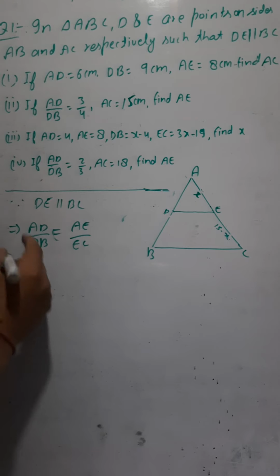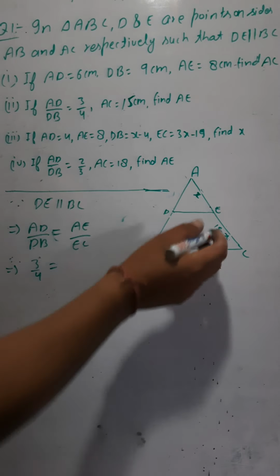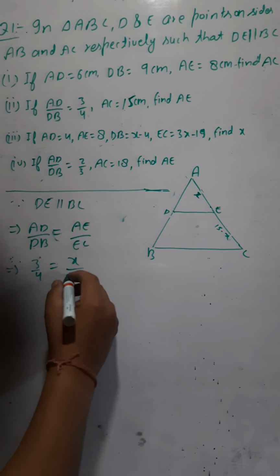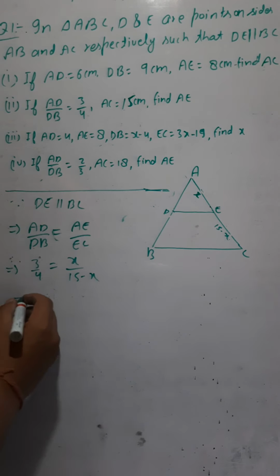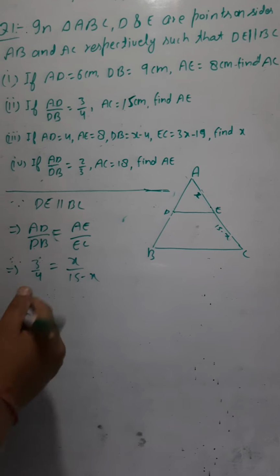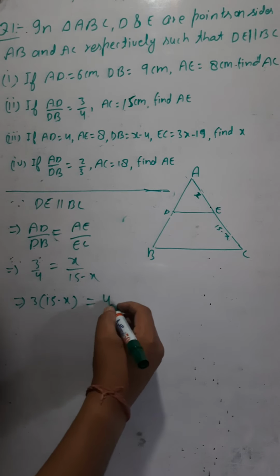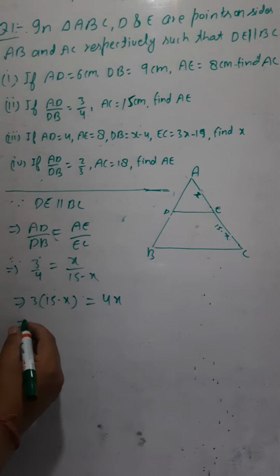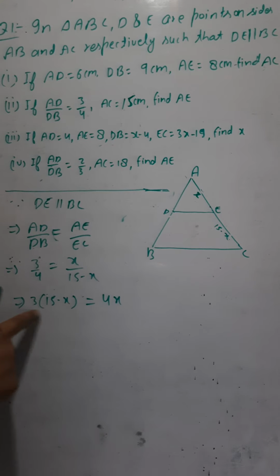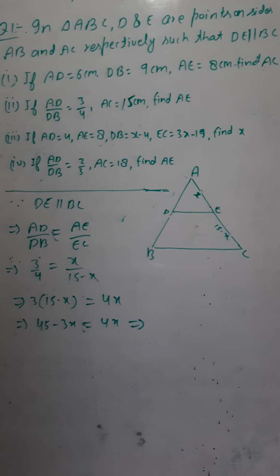Now put the values. AD by BD, that is 3 by 4, would be equal to AE, which is X, upon EC, which is 15 minus X. Now if you cross multiply, you would get the value of X. So 3 outside, 15 minus X inside, would be equal to 4 into X. Are you getting this? Yes. Now 3 would multiply both. 3 into 15 is 45, minus 3 into X would be 3X, and it would be equal to 4X.